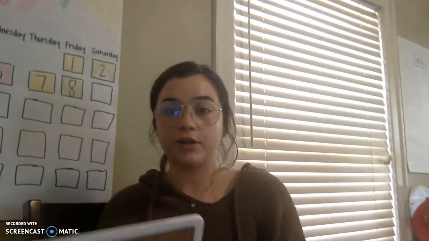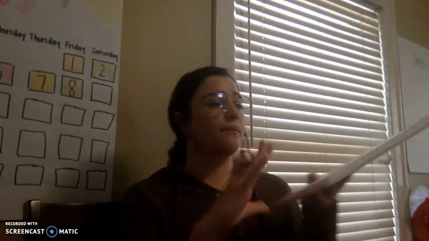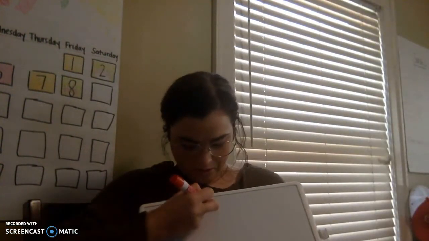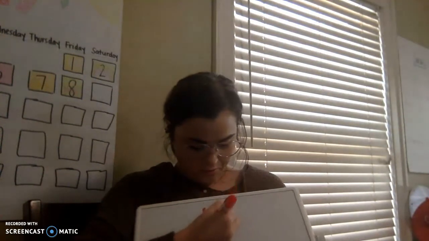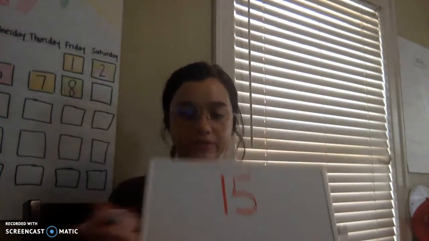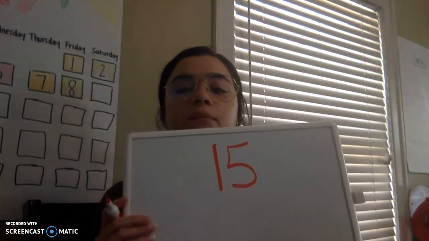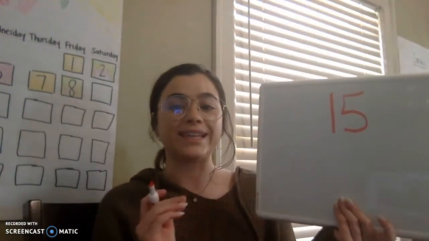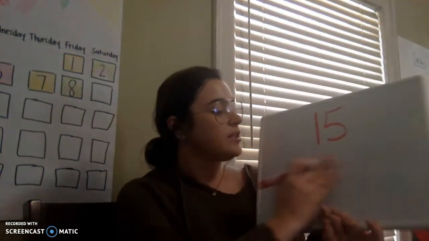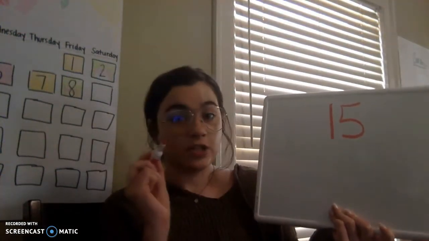The next number we are going to talk about, my friends, is the number 15. The number 15 is a 1 and a 5 together. That makes the number 15. Or in español, we say quince. So let's now count out 15 circles.